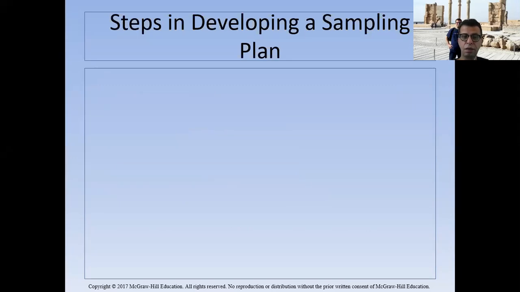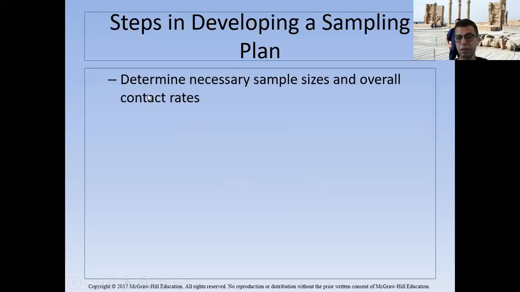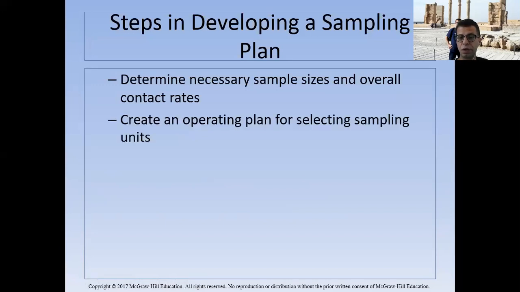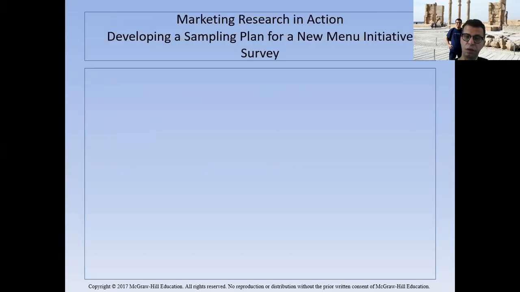And the last thing we're going to say is that the steps to develop it are to determine the necessary size and overall contact rate, and create an operating plan for selecting the sample. So then you build your plan accordingly and then execute the plan.